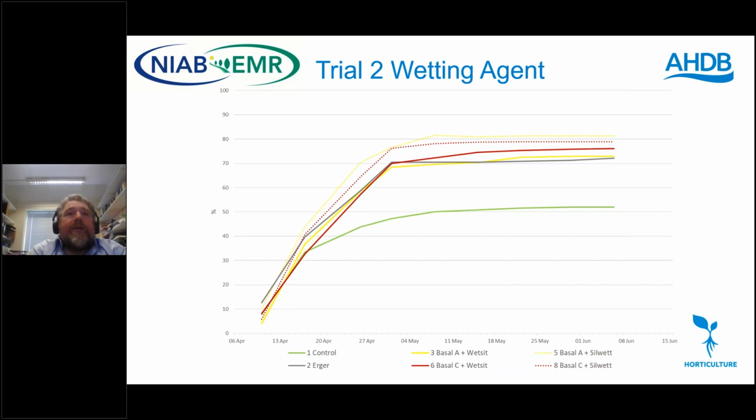So again, anything better than the untreated control is higher than it on the chart. So our Erga is almost identical in efficacy to Basal A and Basal C with Wetsit. So that's the grey line, the red line, and the yellow line. But when we've added Silwet, we've actually had a jump in efficacy of both Basal A and Basal C.